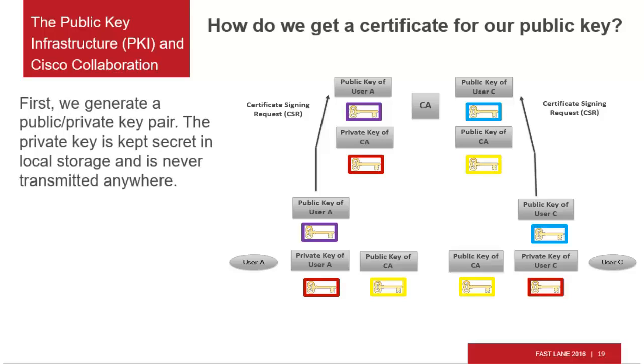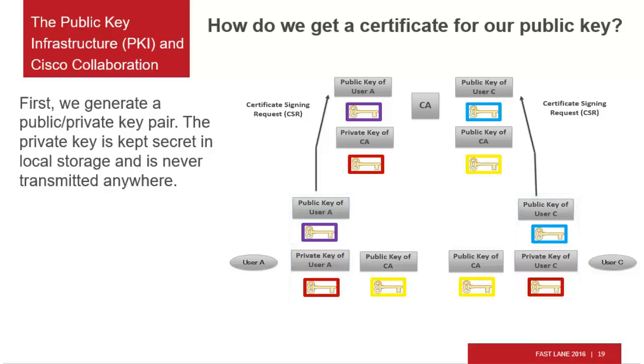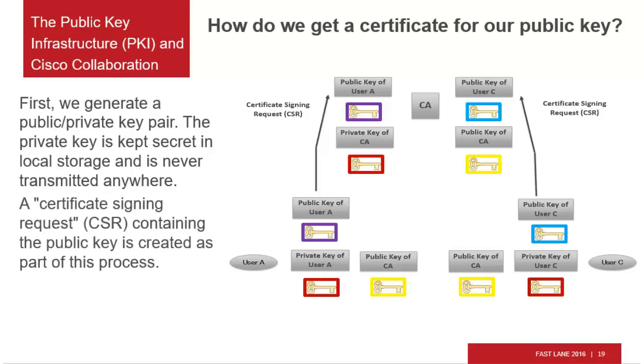Parties participating in the PKI generate a public-private key pair. The private key is kept secret in local storage and is never transmitted anywhere. We don't ever have certificates for private keys. A certificate signing request, or CSR, containing the public key is created as part of this process. The CSR contains other information besides the public key, such as the subject of the certificate, which is normally the fully qualified domain name of the thing being secured, such as a phone or a web server.